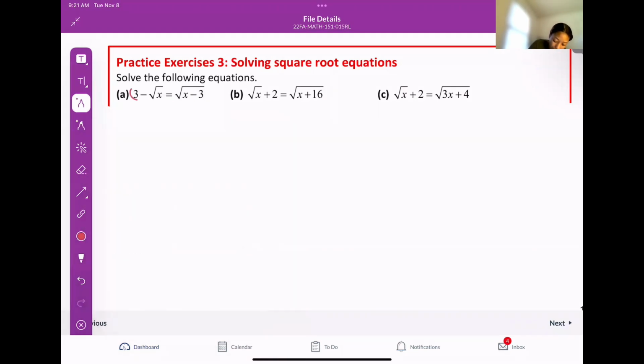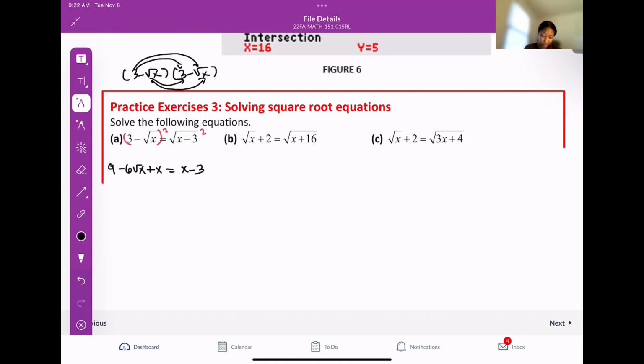So we're going to take 3 minus root x and square it, and then square the square root term as well. And this gives us 3 squared is 9, and then minus 6 root x, and then plus x. We need to isolate our radical again.